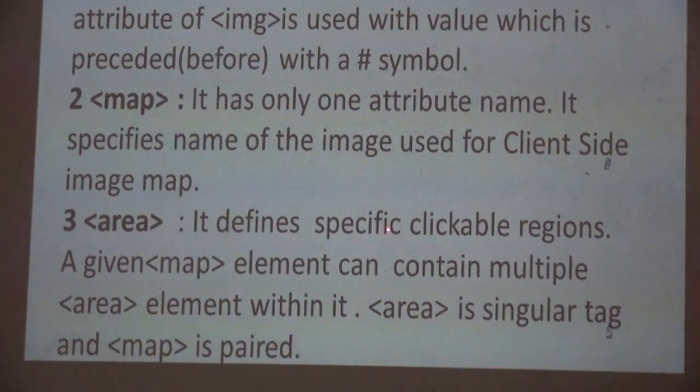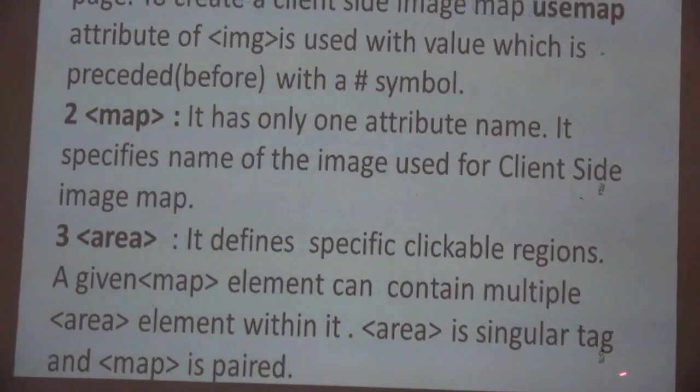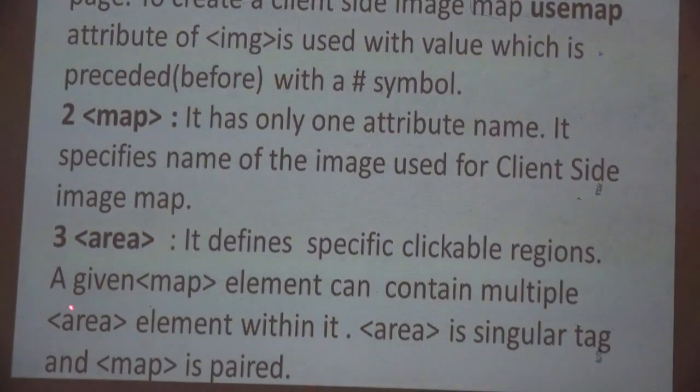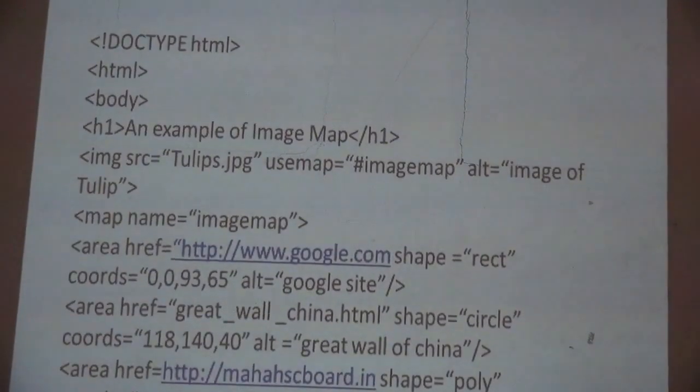It defines specific clickable regions. A given map element can contain multiple area elements within it. Area is a singular tag and map is a pair tag. Okay, means the area tag is single and map is a pair tag. So the example is here. I will not discuss this example.